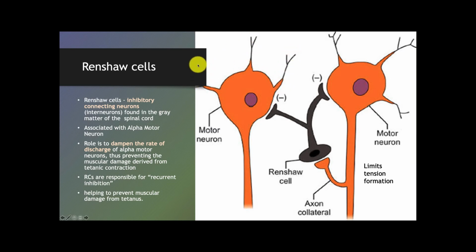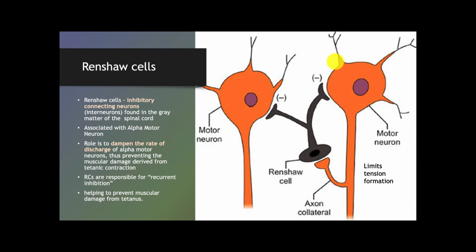And if we have a signal here and a signal here and a signal here and then a signal here, those signals will begin summation, right? And then if summation occurs and it's uninterrupted, then we'll have tension, right? We'll have muscle contraction that will happen.